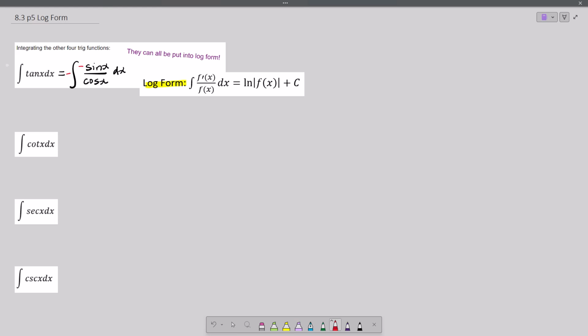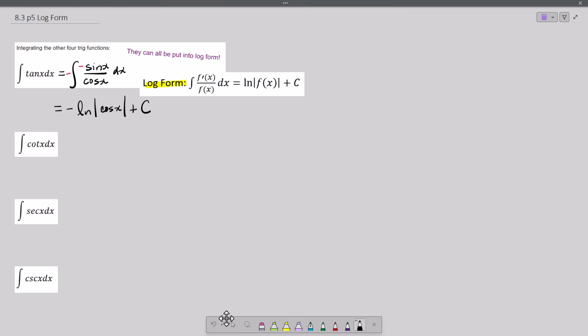And so that gives us negative. Now it's in log form. Derivative of cosine is the numerator. So now we get negative natural log absolute value cosine of x plus c. So if you put it in log form, then we're good to go.